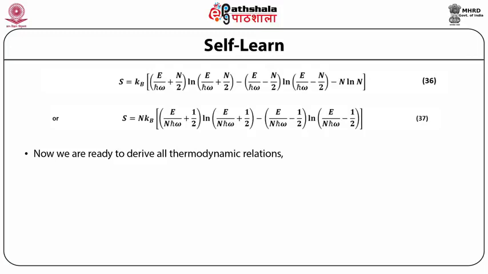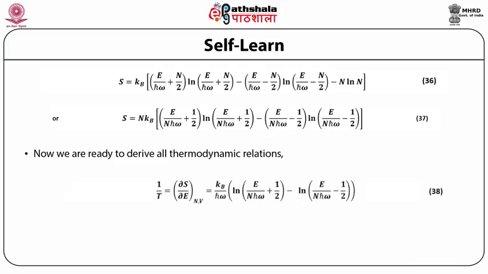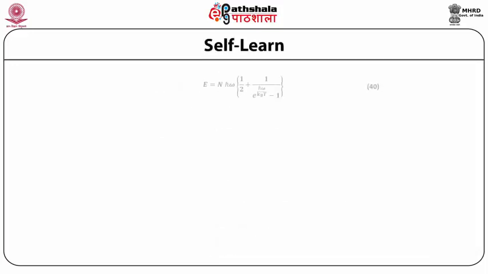Reciprocal of the temperature is given by the partial derivative of entropy with respect to energy at constant N and constant volume, which is equal to k_B upon h bar omega multiplied by [log of (E upon N h bar omega plus half) minus log of (E upon N h bar omega minus half)], so that (E upon N h bar omega plus half) divided by (E upon N h bar omega minus half) is equal to e raised to h bar omega by k_B T. This implies E is equal to N h bar omega multiplied by [half plus 1 upon (e raised to the power h bar omega by k_B T minus 1)].